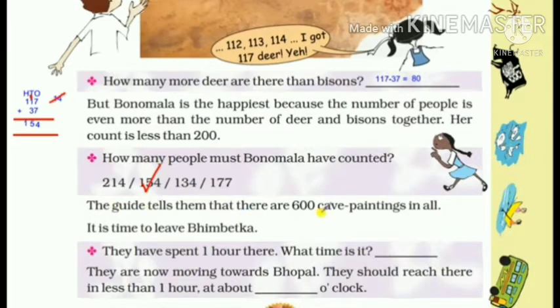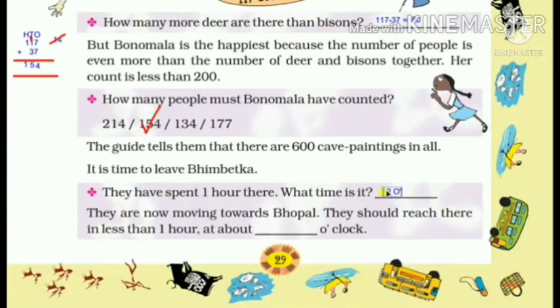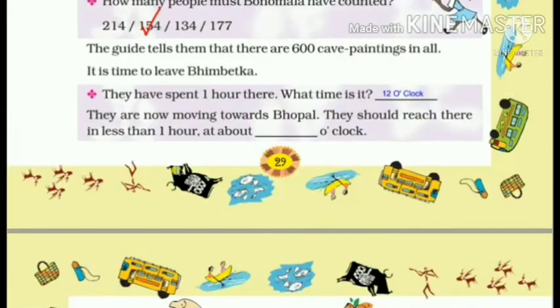It is time to leave Bimbetka. They have spent 1 hour there. What time is it? So already it is 11 o'clock. So we have to add 1 hour. So what is the time there? Yes, 12 o'clock. That means 11 plus 1, 12. Now the time is 12 o'clock.